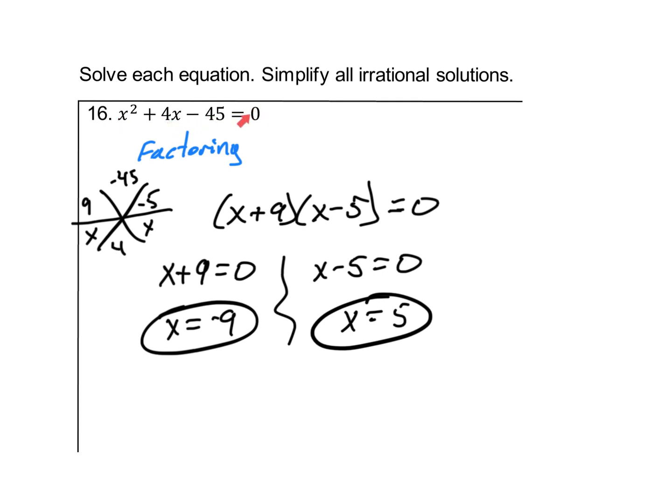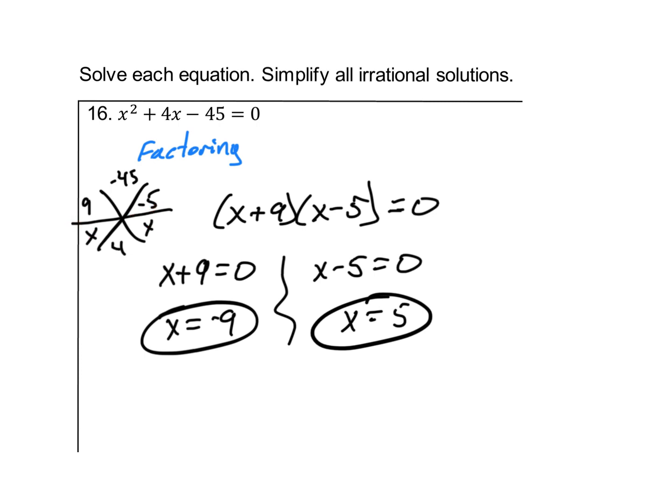Now this one's already set equal to 0. It's possible that you have equations where you'll have to set it equal to 0, but you will end up with a trinomial that you can factor. So on this one, a times c is negative 45 and b is 4. So we're looking for the factors of negative 45 that equal 4, and that's 9 and negative 5. 9 times negative 5 is negative 45, and 9 minus 5 is 4.